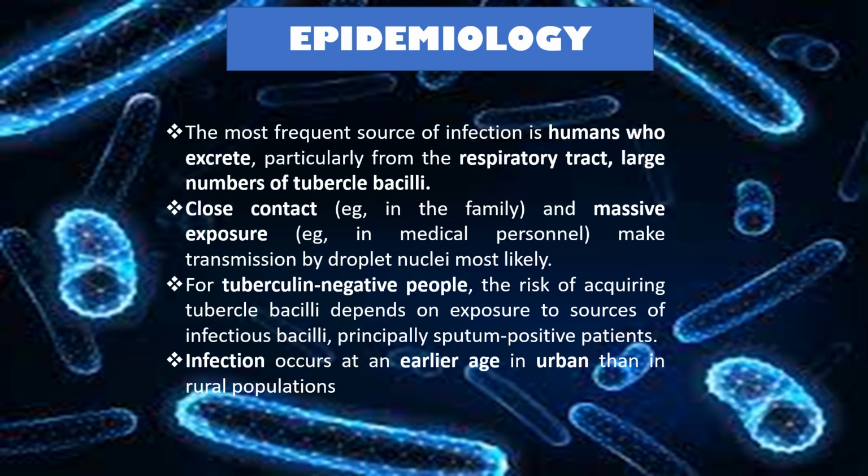Epidemiology. The most frequent source of infection is humans who excrete, particularly from the respiratory tract, large numbers of tubercle bacilli. Close contact, for example in the family, and massive exposure, for example in medical personnel, make transmission by droplet nuclei most likely. For tuberculin negative people, the risk of acquiring tubercle bacilli depends on exposure to sources of infectious bacilli, principally sputum positive patients. Next, infection occurs at an earlier age in urban than in rural populations.